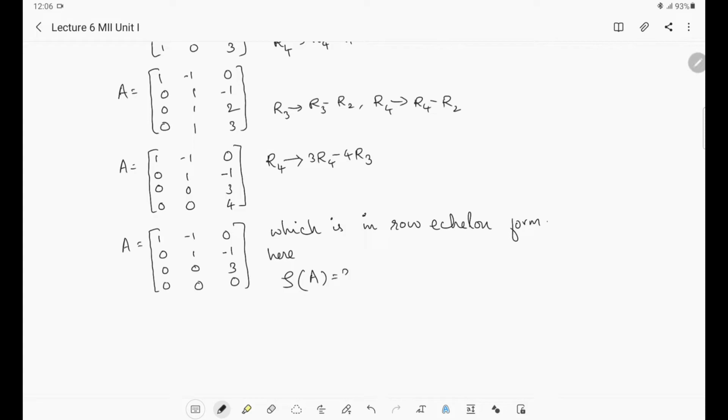So rank of A will be 3, which is not equal to the number of vectors. Actually, the number of vectors is 4. Number of vectors is 4.